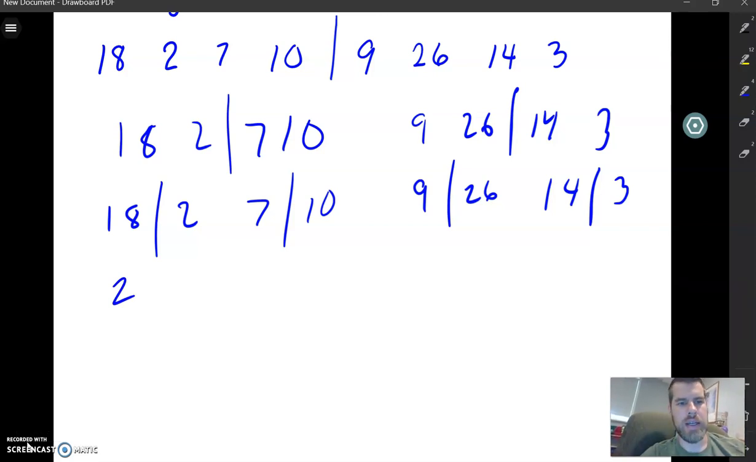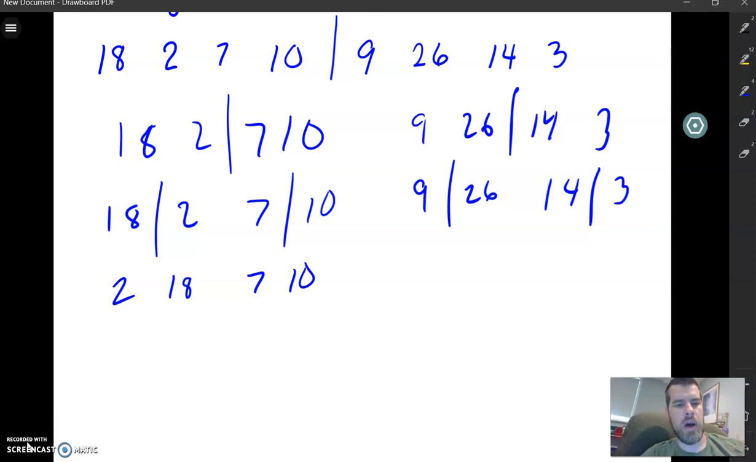And then the 18 is the only other number left, so I don't even have to do a comparison for that, which speeds up the process, right? So I'll have to do one comparison there. And then we move to the 7 and the 10, and we say, oh, which one's smaller? The 7 gets put in that spot, in that partition, and then the 10 gets filled in.